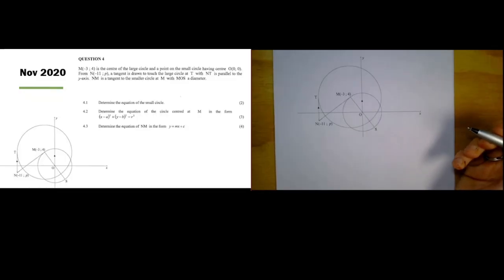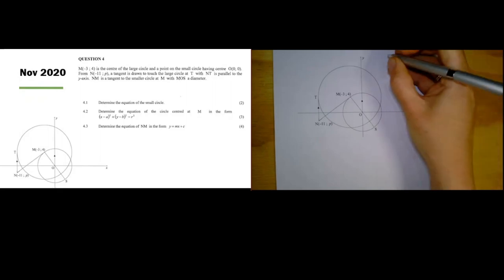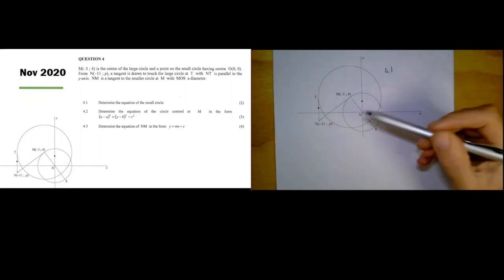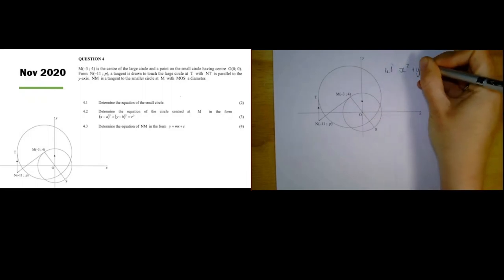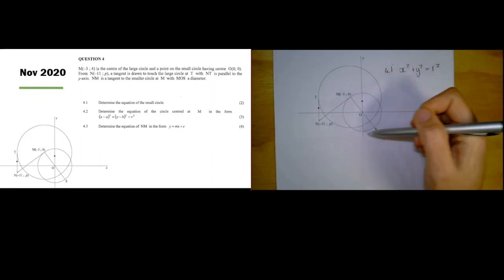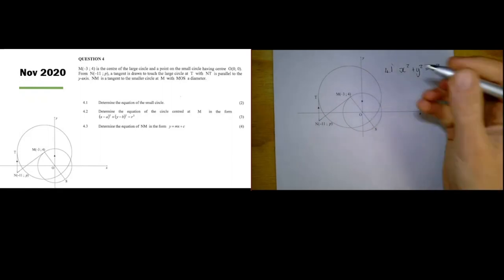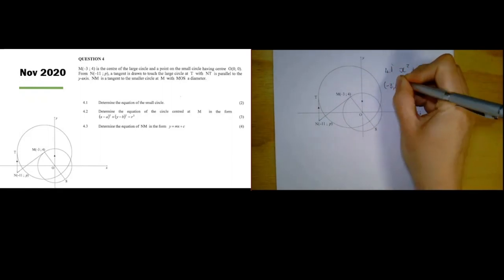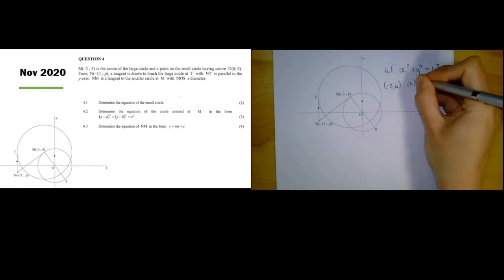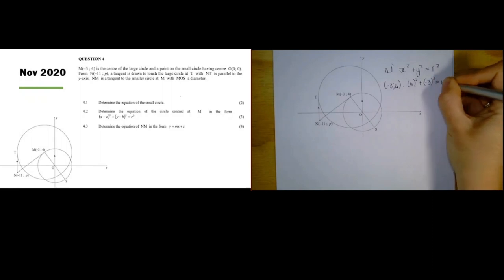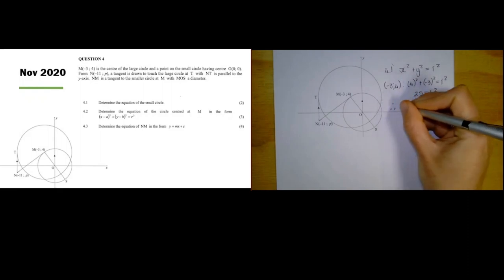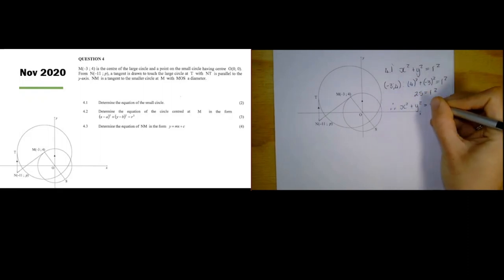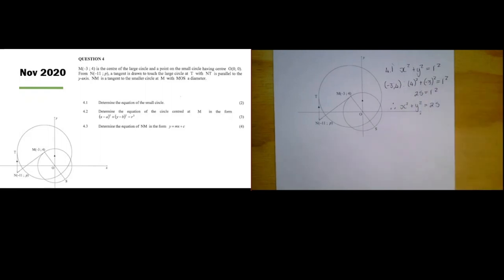First question, determine the equation of the smaller circle for 2 marks. So let's go see. We know the smaller circle has its center at the origin. So we can go use the formula x squared plus y squared equals r squared. Do I have a point on the circumference to substitute in? Yes. So I can substitute in negative 3, 4. So I'm going to go 4 squared plus in brackets negative 3 squared equals my radius squared. And that means 25 equals r squared. So the formula is x squared plus y squared equals 25. It was 2 marks, a mark for the substituting in and a mark for the final answer.